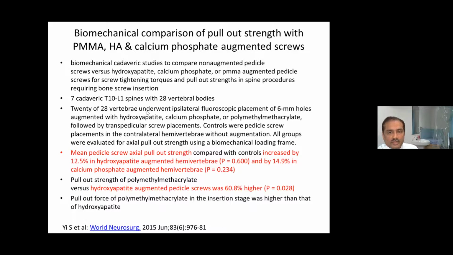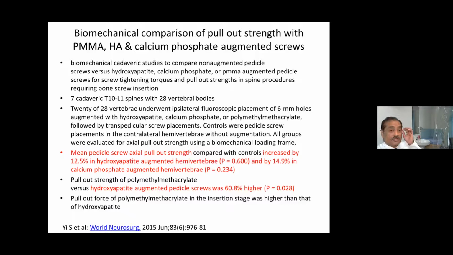So biomechanically, how do you compare the different augmented screw techniques between bone cement, hydroxyapatite-coated screws, and calcium phosphate augmented screws? It has been found, when compared with axial pullout strength, that axial pullout strength is the load required when an axial force is constantly applied to the vertebrae, the load at which the failure occurs. So that is the axial pullout strength.